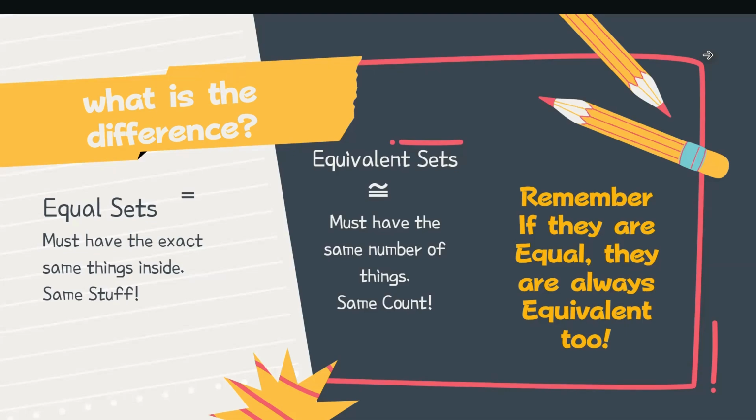The one difference is that for an equivalent set, it can be anything in both sets but the same amount, and for an equal set, it is the same amount of stuff and the exact same thing inside. So remember, if they're equal, they are always equivalent too.